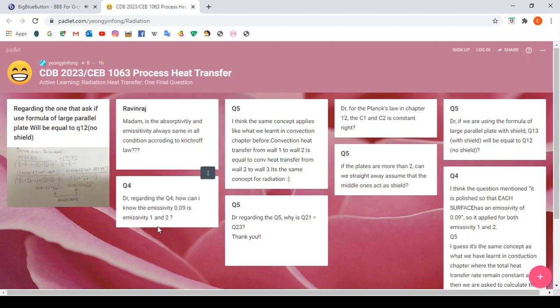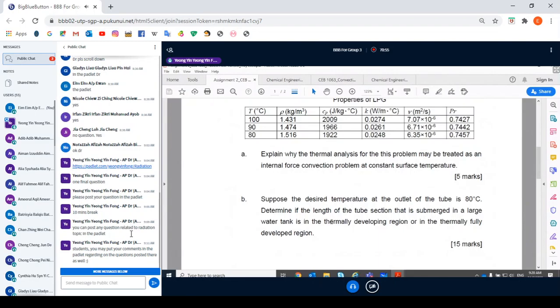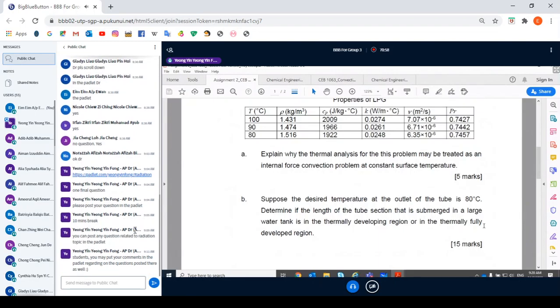Okay, so this one I believe all of you are quite familiar with, answering whether it falls under the developing or not developing, or fully developed region or not. You have to start with the thermal developing region and see whether it fulfills the rate of heat transfer or not. Otherwise, you have to try the thermally fully developed region. Or you can start with, sorry, I think you need to start with the fully developed region first because you have the constant Nusselt value, isn't it?